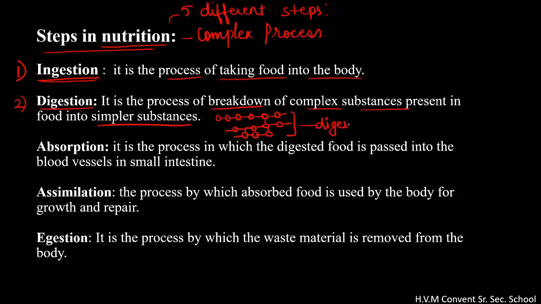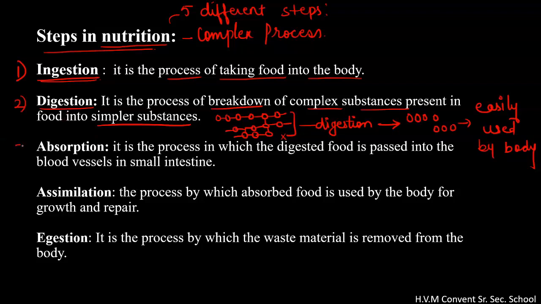During digestion, the breakdown of these complex substances takes place. These complex substances break into simpler substances. These simpler substances can be easily used by our body, whereas the complex molecules cannot be used by our body. So this is the process of digestion, where the complex substances are broken down into simpler substances. So the second step of nutrition is digestion.